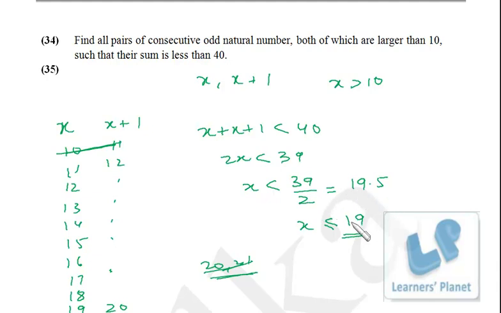Since x is a natural number, the number that is smaller than 19.5 and is a natural number is 19. So x can be at max 19. So x is less than equal to 19 and x is greater than 10. So we have to fulfill both the conditions. Okay, so x is greater than 10, I started with 11, and x is less than equal to 19, I reach up to 19, then x plus 1 correspondingly we can write.